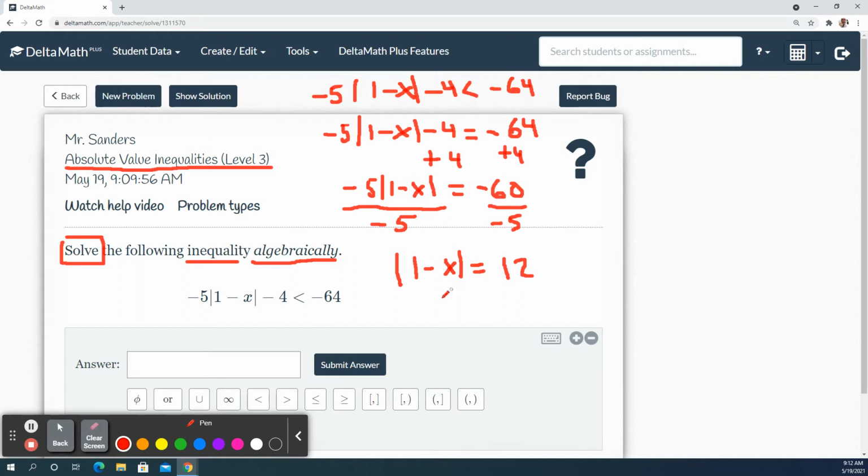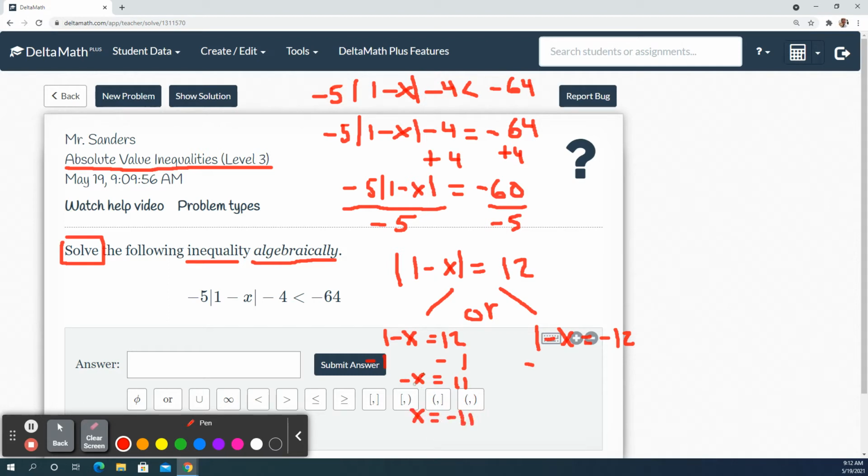Getting rid of the absolute value creates two separate equations. This is an OR option. So we have 1 minus x is equal to 12. And then for the other one, we negate the other side, so it's going to be 1 minus x equals -12. Subtracting 1, -x equals 11. Let's go ahead and finish it. Multiply or do opposites to both sides. Opposites make x equals -11.